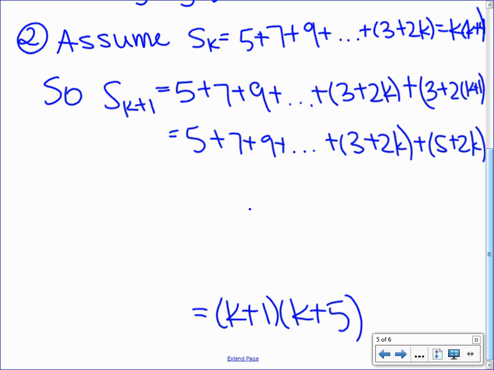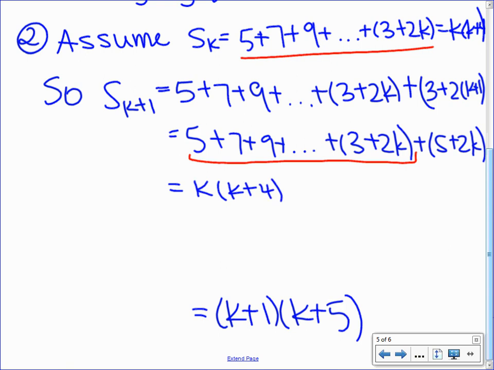So your proof is going to be about the same every time. Factoring is going to be a big part of it. But this is always going to be an important piece. What is that? Same thing as right there, right? So we can replace this with k times k plus 4, because we assume that sum to be true. So we have k times k plus 4 plus 5 plus 2k, right?